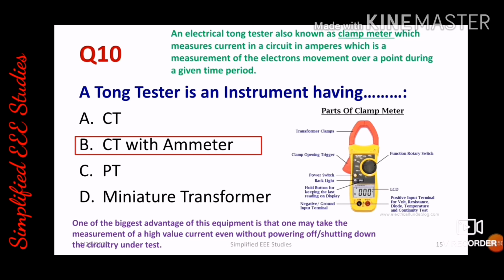But some error will occur, so we can say that accuracy is somewhat poor in case of the tongue tester, or clamp meter. That is the only difficulty. But anyway, we will be getting the approximate reading, so it is really useful. So we discussed 10 questions. This may be asked in most important competitive examinations.